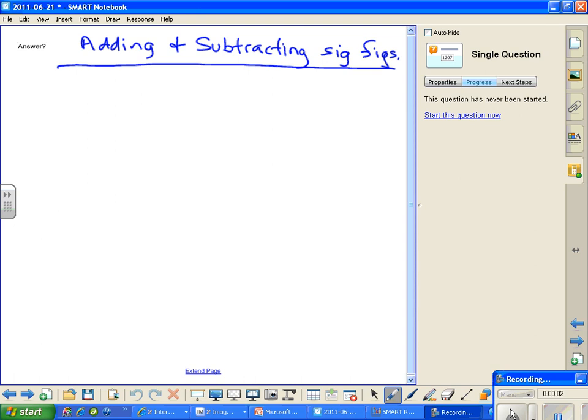Okay, we've just finished the density lab, and it occurred to me that we needed to be sure that we understood how to do adding and subtracting of sig figs differently from multiplying and dividing of sig figs. So let's start out. Best way is with an example.